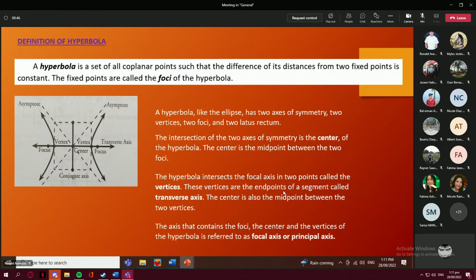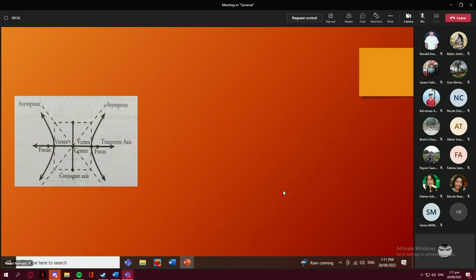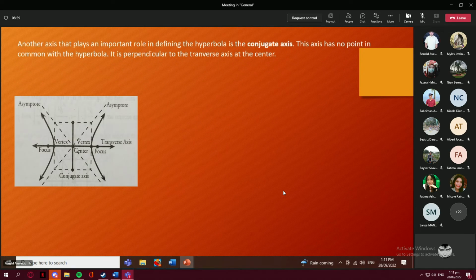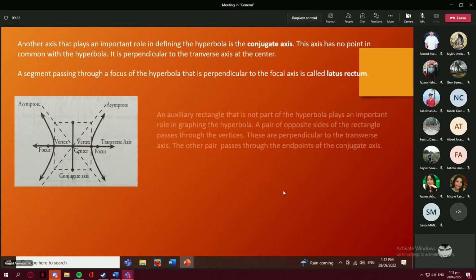The axis that contains the foci, the center and the vertices of the hyperbola is referred to as the focal axis or principal axis. Another axis that plays an important role in defining the hyperbola is the conjugate axis. This axis has no point in common with the hyperbola. It is perpendicular to the transverse axis at the center. A segment passing through a focus of the hyperbola that is perpendicular to the focal axis is called latus rectum.